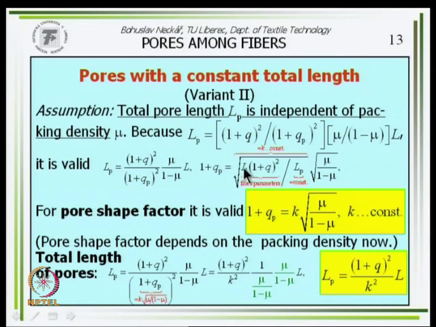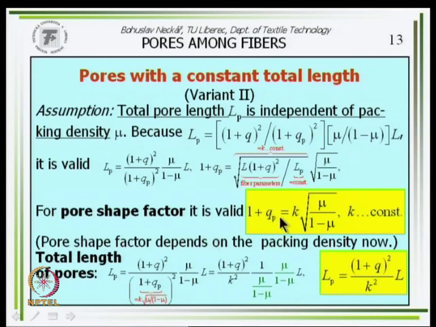Now, the length of fibers is constant. Q, the fiber shape factor, is constant. QP is not here. LP is the total length of pores. Based on our assumption, it is constant, so the square root is constant. So 1 plus QP is equal to some constant K times the square root of mu by 1 minus mu. Okay?